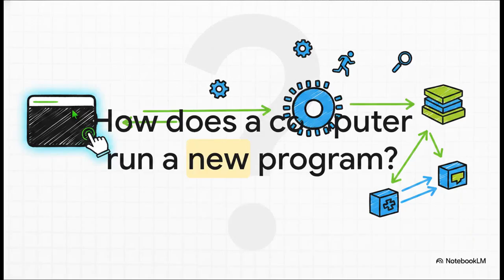So let's start with a really basic question. You want to run a new program. How does the computer do it? The obvious answer, the one that just makes sense, is that the operating system finds the program on your disk, loads it up, and runs it. Simple, A to B. Done, right?